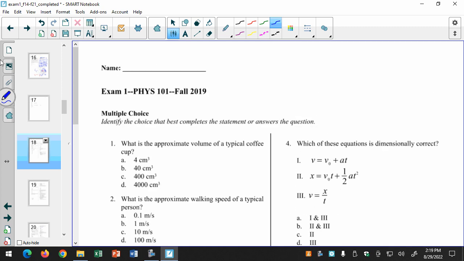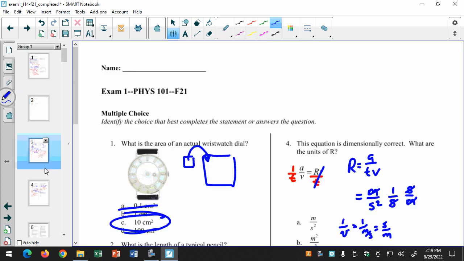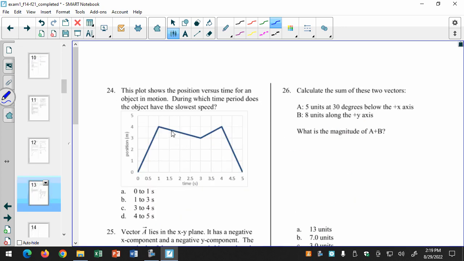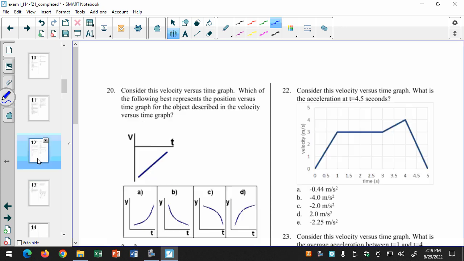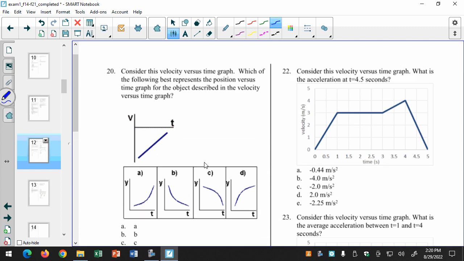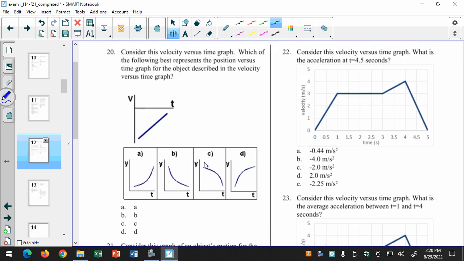Let's go back to the 2021, because many of you have that in your workbook. I don't think we've done these, have we? No. All right, number 20. Remember I told you you're going to have to do this, probably more than once, where you take a V versus T graph or a position versus time graph, and you translate it into something else.